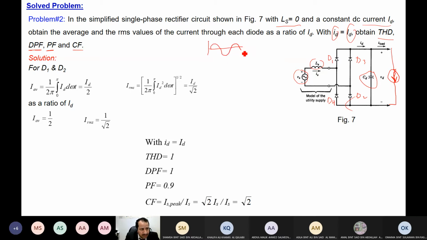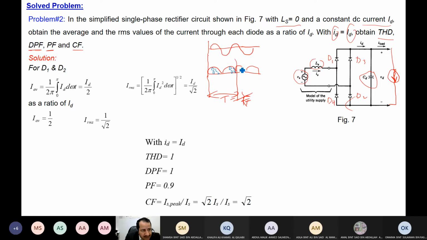This is the input voltage. When it comes to the output voltage, we have a positive pulse and another positive pulse, and another and another. So this is the full period T, which is 1 over F. In this positive pulse, D1 and D2 will conduct. In the second pulse, D3 and D4 will conduct.